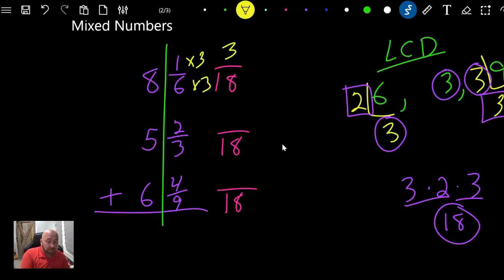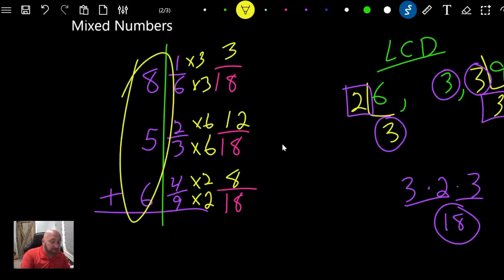Then I say 3 times what gives me 18, and this would be 6. 3 times 6 is 18. 2 times 6, we have to multiply the numerator. That's going to give me 12. So there's my new fraction there. And then I would come down here and do the last one. 9 times what gives me 18? 9 times 2. All right, and then I would say 4 times 2, and that would be 8. So there are my new fractions.